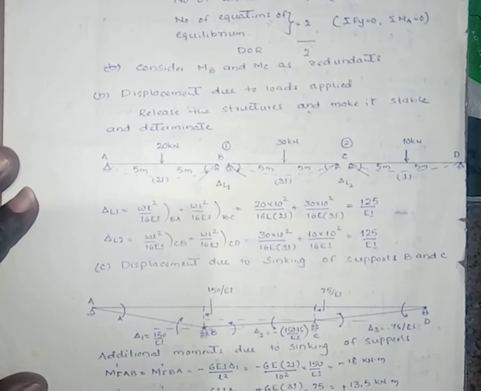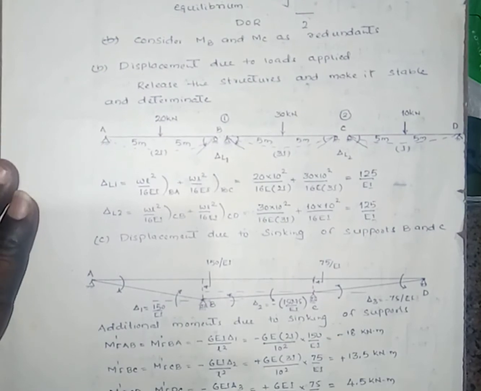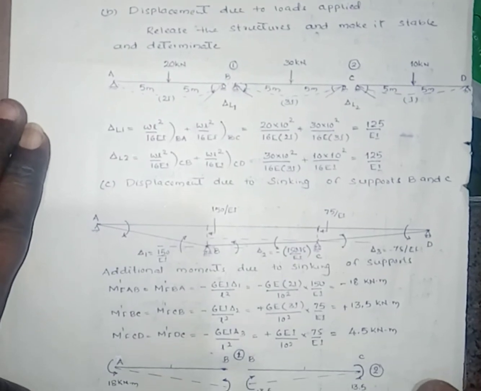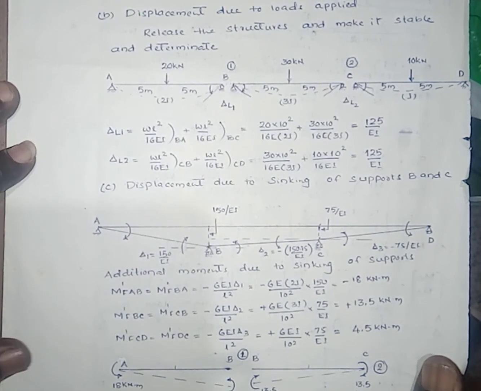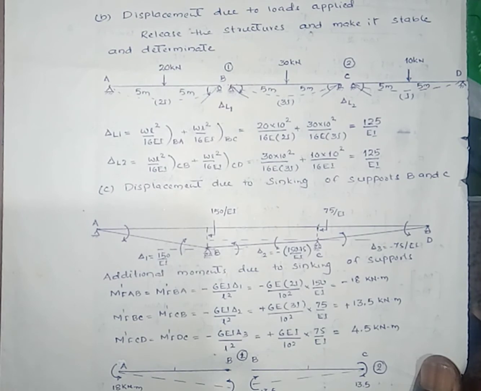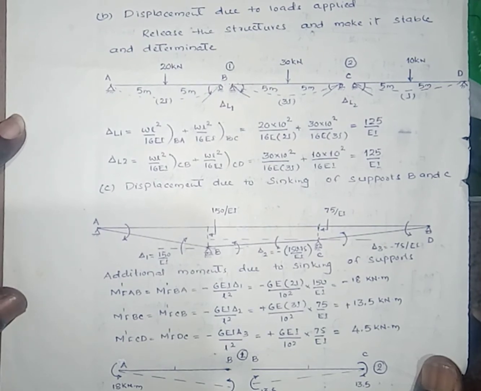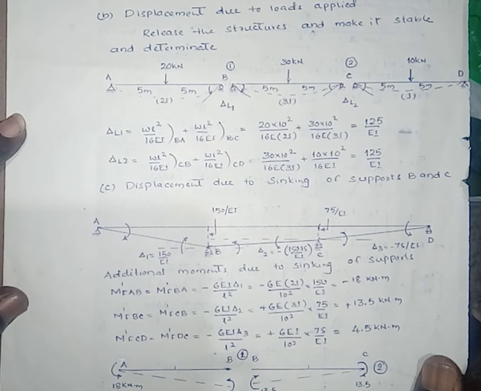You know that the fixed end moment due to the sinking and settlement of the support is given by minus 6 EI delta by L square. Using that, we can calculate the additional fixed end moments due to the sinking and settlement of the supports. Here M dash FAB, the additional fixed end moment due to the settlement in span AB, equals M dash FBA, which equals minus 6 EI delta by L square.